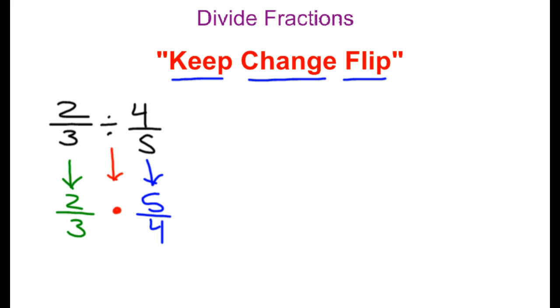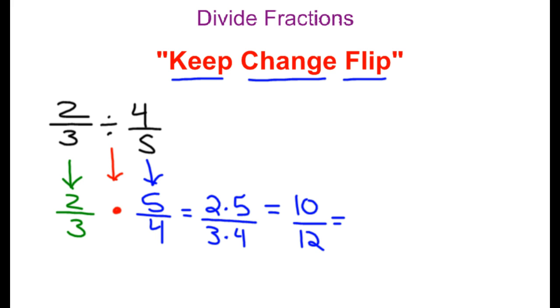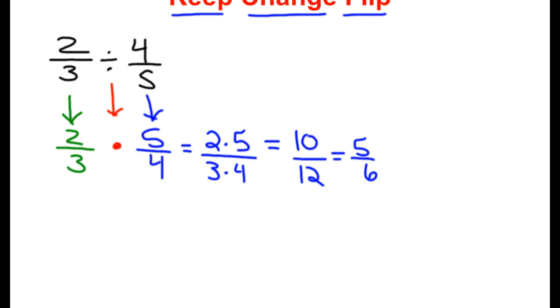And then I just do exactly what I do when I'm multiplying fractions. I multiply straight across the top. 2 times 5 is 10. And I multiply straight across the bottom. 3 times 4 is 12. And I get 10/12, which I can reduce to 5/6. Let's try a second example.